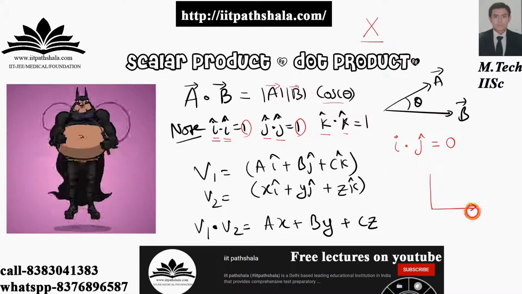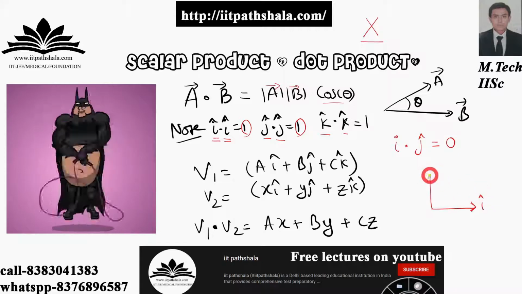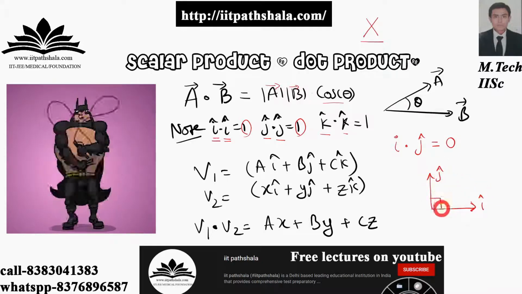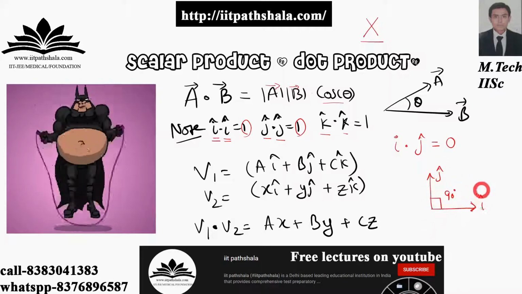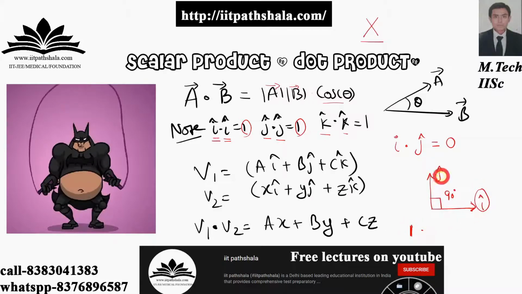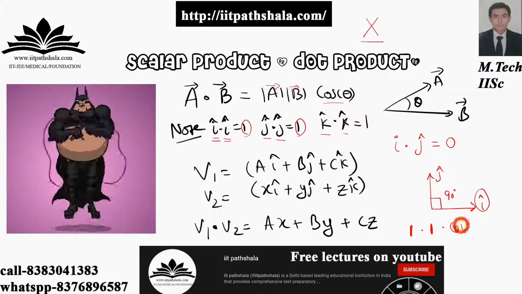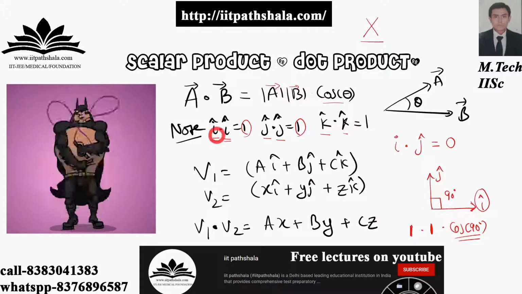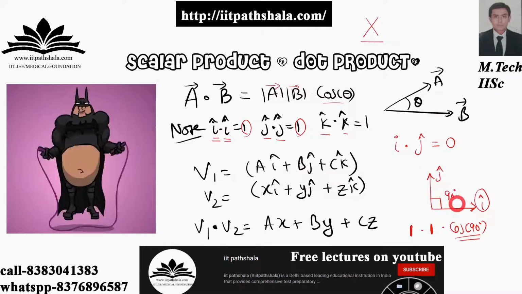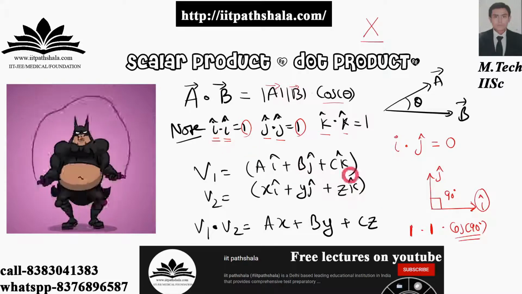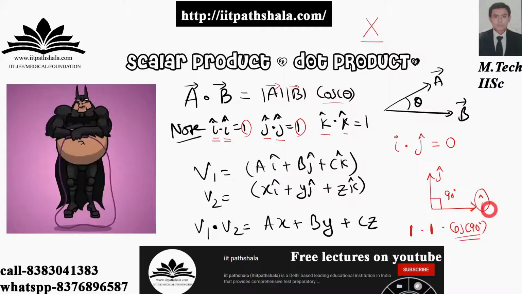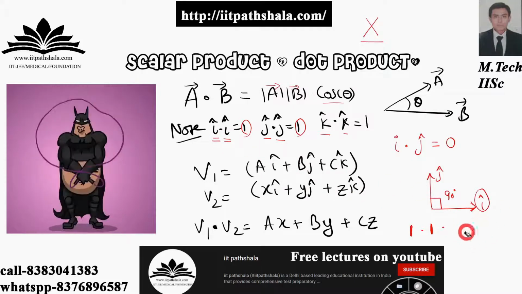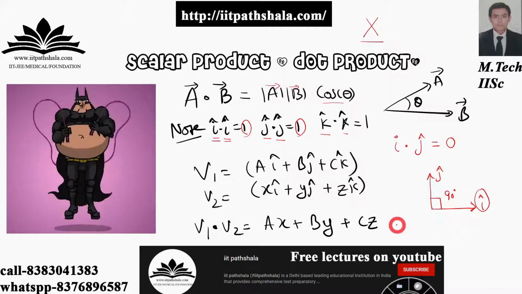Why? Because i cap is in this direction, j cap is in this direction, and the angle in between both of them is 90 degrees. So i cap magnitude is 1, j cap magnitude is 1, and cos 90 degrees gives you a 0. So henceforth I can say that i cap dot j cap gives you a 0, whereas i cap dot i cap will give you an answer of 1, because the angle will be 0 degrees itself.